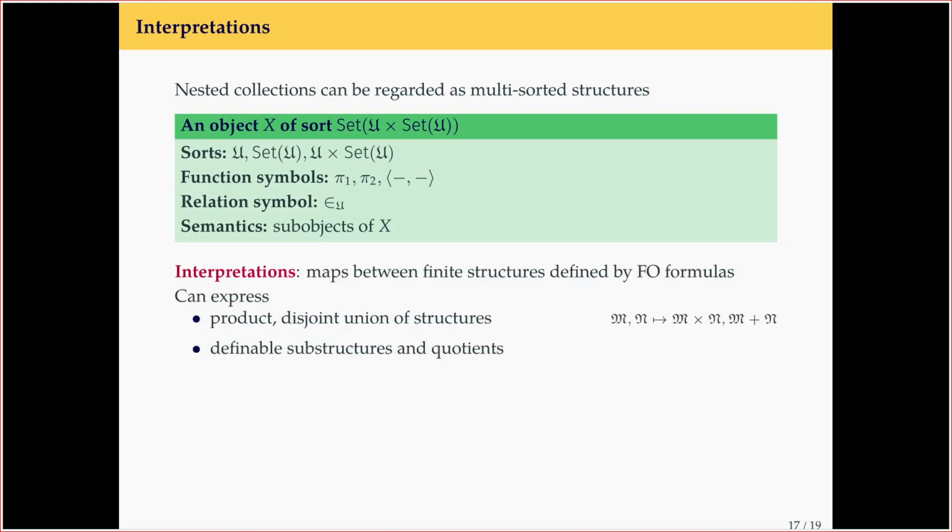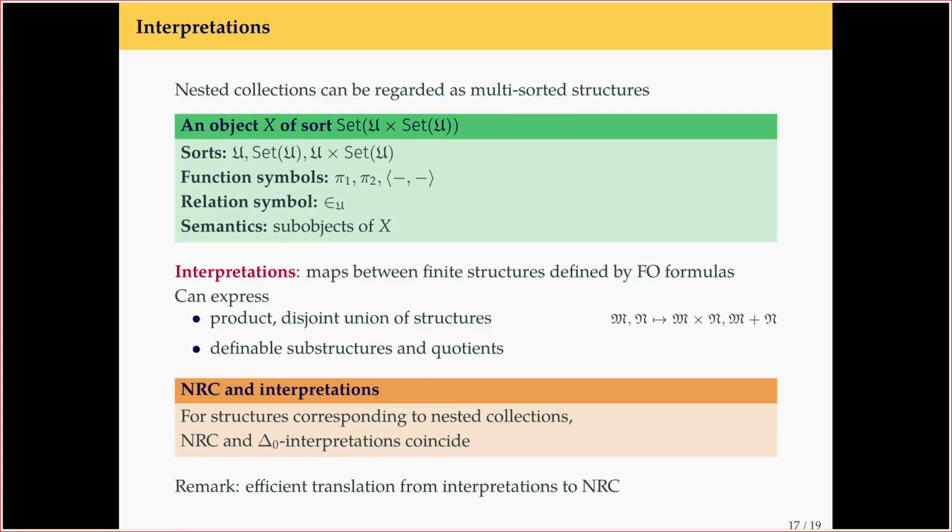Once this is done, we may consider a natural notion of maps between structures, which is the notion of interpretations. Without going into details, interpretations are essentially a principled way of describing maps by way of first-order formulas. In particular, products, definable subset, and quotient of structures are definable by interpretations, and interpretations are also closed under composition. The crux of the matter is that, under the aforementioned encoding of nested objects as structures, NRC and interpretation coincide.